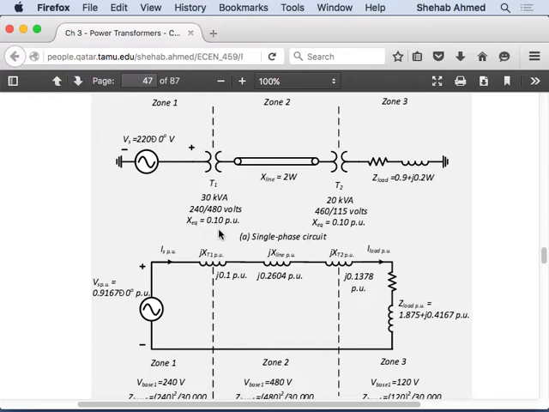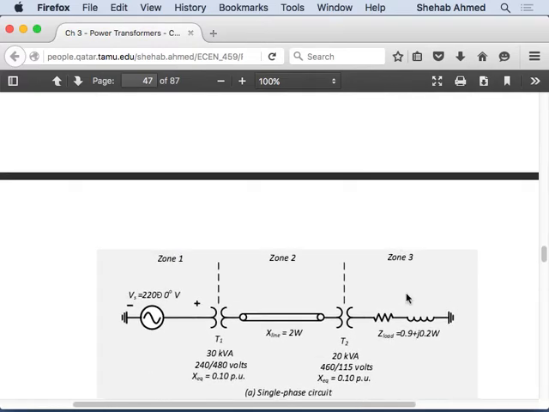On what base? The transformer's rated base values. So the transformer's ratings were used as base value. This is a 240 to 480 volt transformer. I used base on the primary as 240, base on secondary as 480, same as the transformer's ratings, right? So I would recommend doing this: write all the givens, write the ratings of the equipment.